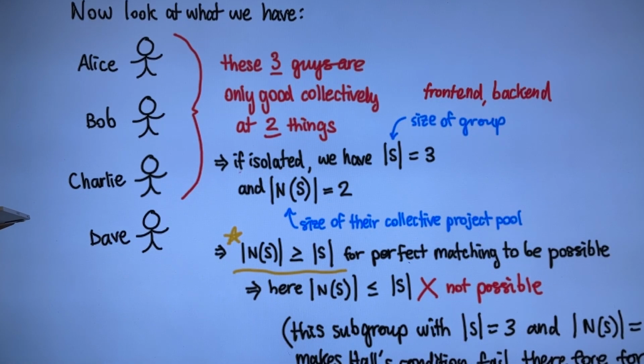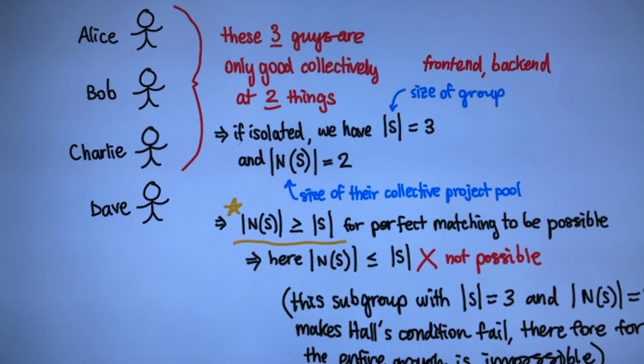Okay? So this subgroup with absolute value of S equals 3, the size of the people, and the absolute value of NS, the size of the neighborhood, is 2. This means that Hall's condition fails because we were wanting to know if there's a perfect matching for these 4 people, but we literally just pulled out 3 people and Hall's condition already failed.